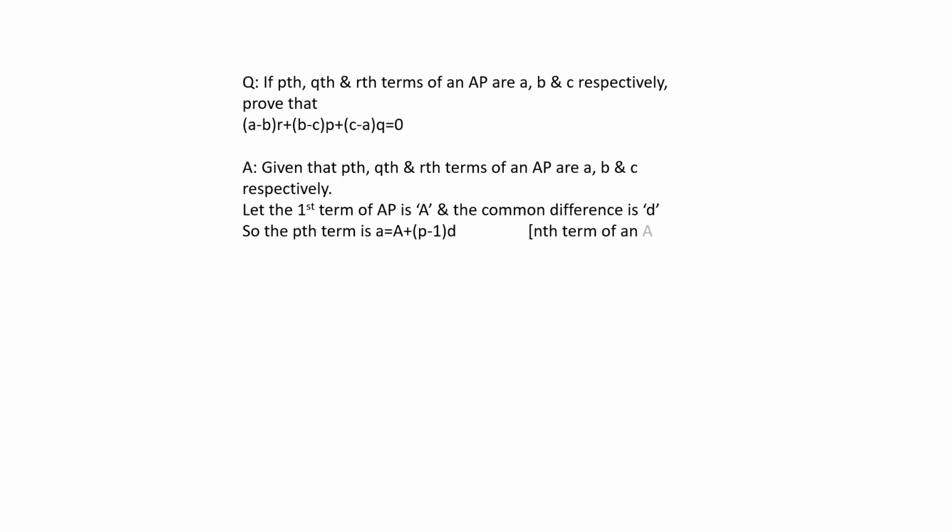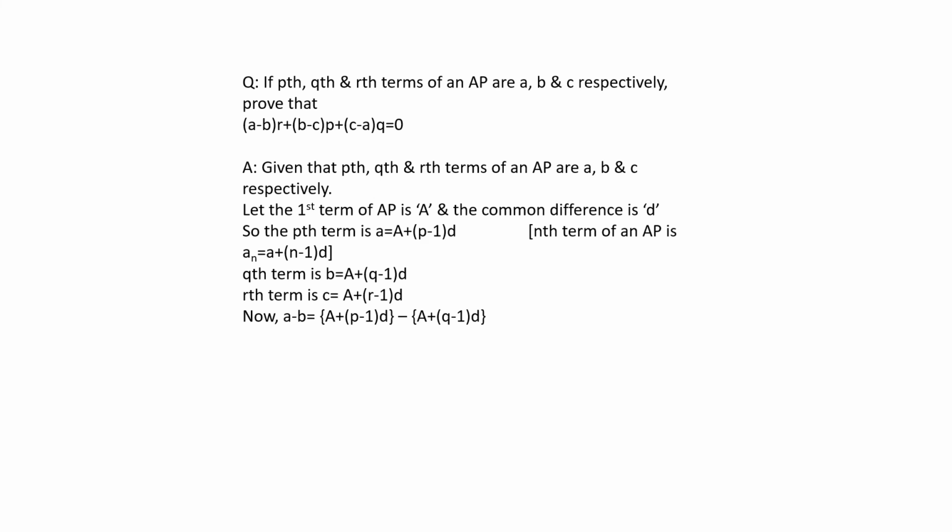So the pth term can be written as A plus (p minus 1) times d, because the nth term of an AP is denoted by an equals A plus (n minus 1) times d. Likewise, the qth term can be written as b equals A plus (q minus 1) times d, and the rth term, which is c, can be written as A plus (r minus 1) times d.